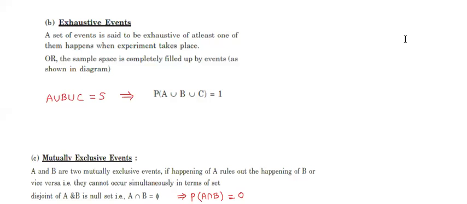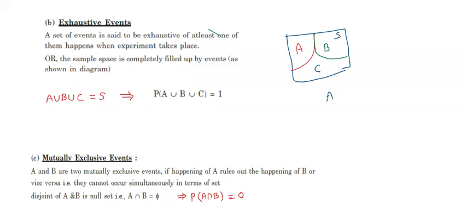Next definition, exhaustive events. A set of events is said to be exhaustive if at least one of them happens when the experiment takes place, or the sample space is completely filled up by the events as shown in the figure. See, I will draw one diagram, then you will understand very easily. This is the total sample space. This is A, this part is B, and the remaining part we will say is C. Observe that A union B union C is equal to S.